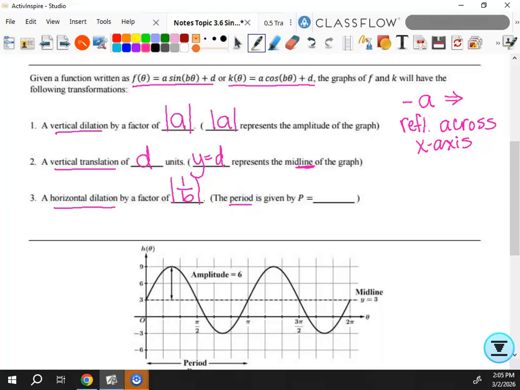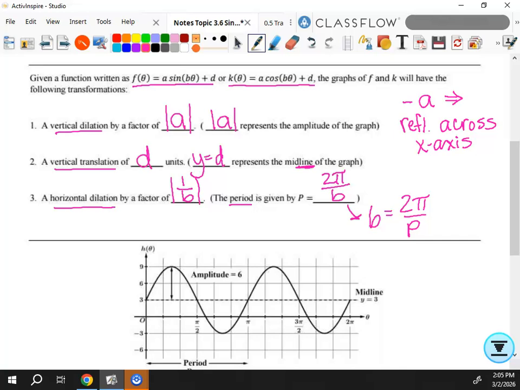Okay, so the period is given by 2 pi. That's the period of the parent function for sine or cosine, and you divide that by b. Or if you need b and you have the period, it's 2 pi divided by the period. So you just take 2 pi divided by one of them, you get the other one. Okay, but it's not something that we can just pull out of the equation and then it just works. And 2 pi, that's the period for your parent functions for sine and cosine only. We good so far? Any questions?